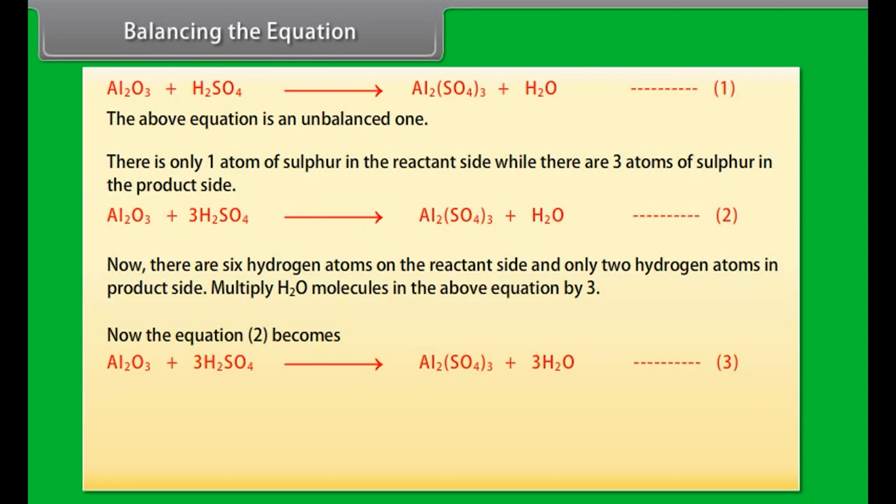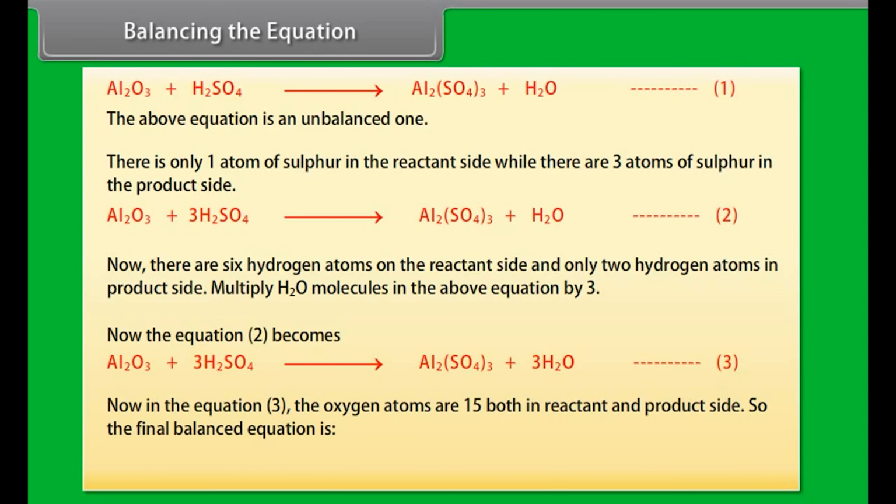Now the equation 2 becomes Al2O3 plus 3H2SO4 gives Al2(SO4)3 plus 3H2O, which is equation 3. Now in the equation 3, the oxygen atoms are 15 both on the reactant and product side. So the final balanced equation is Al2O3 plus 3H2SO4 gives Al2(SO4)3 plus 3H2O.